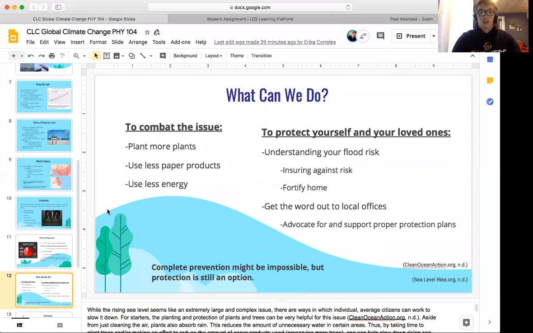So what can we do? To combat this issue, we could plant more plants, use less paper products, and use less energy in general, or find alternatives to using energy. And some ways we could protect ourselves and our loved ones is understanding the risks of floods and ensuring against risk, fortifying our homes, and also getting the word out to local offices and advocating for and supporting proper protection plans. Though complete prevention might be impossible, there are still protection options that we can do.